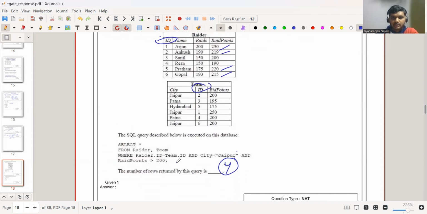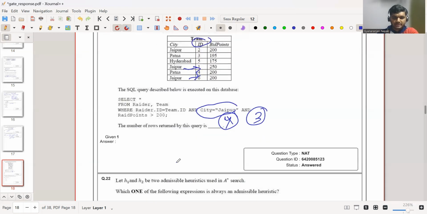Sorry, here it is also given city equal to Jaipur. Okay, if you notice city equal to Jaipur, so ID 1 and also 6 will not be included. So the answer is 3. We proceed for next.